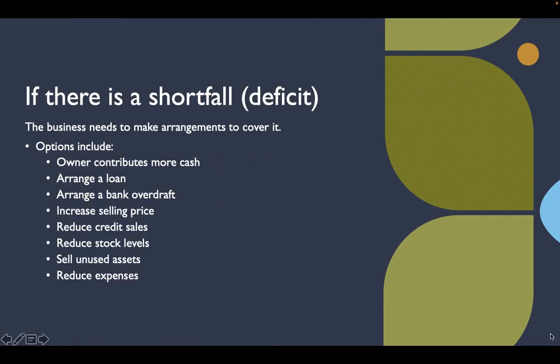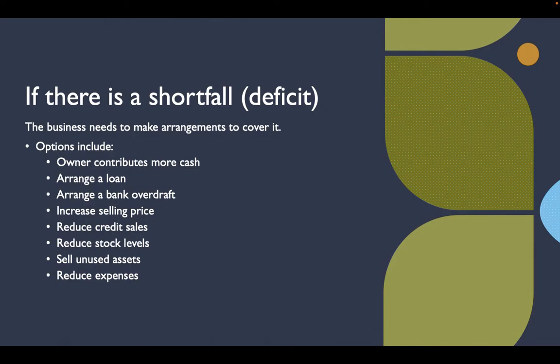If there is a shortfall, so a deficit or a negative cash flow, the business needs to make some ways to cover it. So some of the options, the owner could put some more money into the business. They could arrange a loan or a bank overdraft with a bank. They could increase their selling price. They could reduce credit sales and make people pay cash straight away, so that means that they've got more cash on hand.